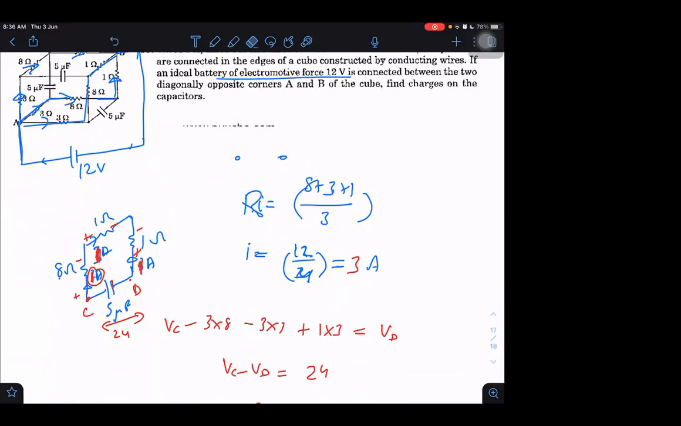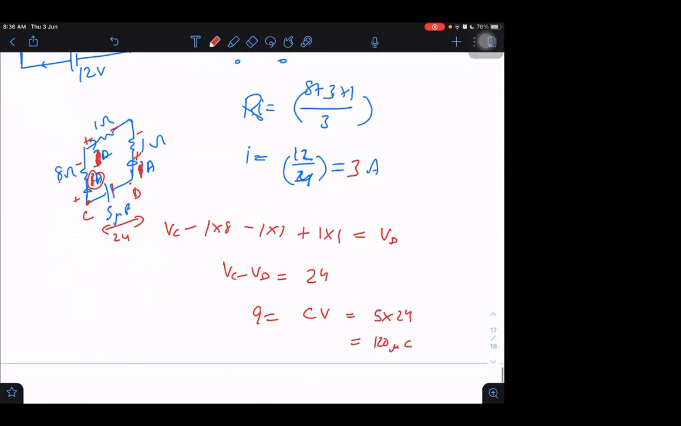Then I should have taken 1 in place of 3 everywhere: 1, 1, 1, 8. And then it will be 8, and 5 times 8 means 40 microcoulomb. Right, very good.